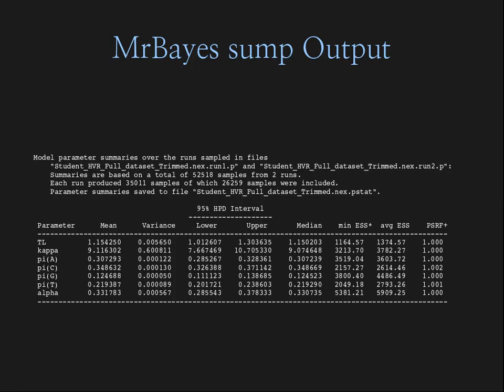Another thing is it gives you this when you run the sump as well. A couple things to look at here is the ESS. This is the estimated sample size for each of these different parameters. So we can look at if we sampled enough, if all of our parameters for the trees have kind of converged as well. The recommendation is that the estimated sample size is over 200, and this is.